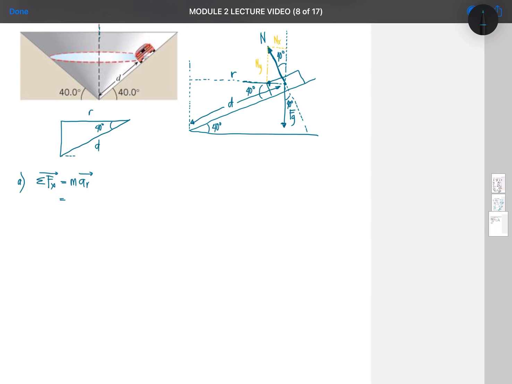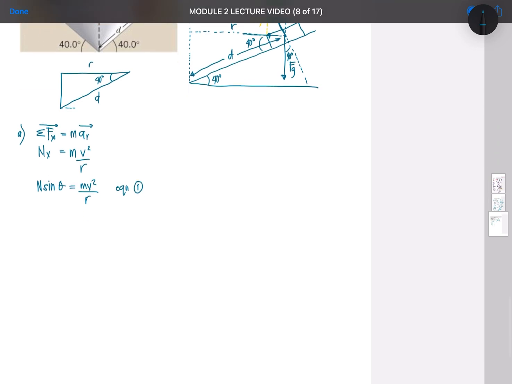So we only have the component there, which is nx times mass times their acceleration. Ano yung acceleration na yan? That is v squared all over r. Okay? How can we solve for nx? And so if we're going to expand that, that is actually now n sine theta equals mv squared all over r. And so with that, we can actually keep this as equation 1 already.